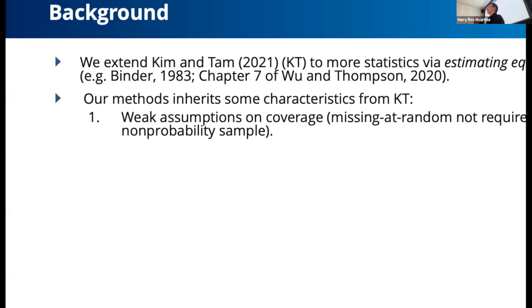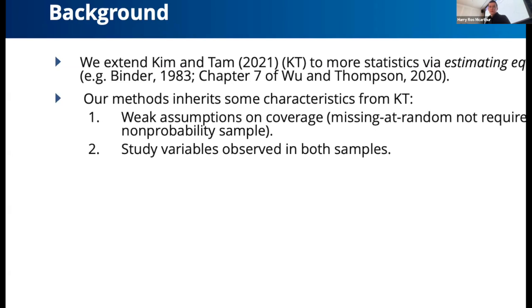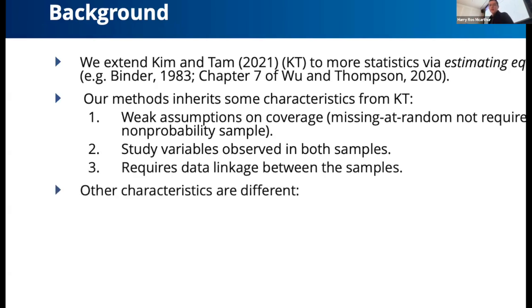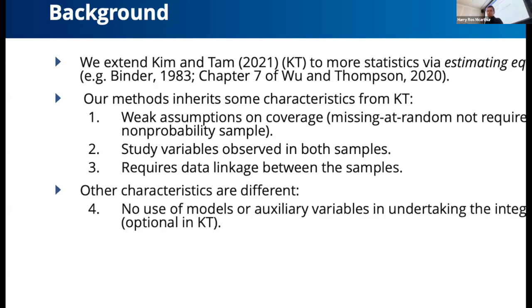This is another way of saying that we're going to combine things in such a way that even though the tax return data set is biased upwards, we're going to correct for that. We assume that the study variable is observed in both samples. So we need income, for instance, if that's what we're interested in, to be in both the survey and also in the non-probability sample, the tax return. We require data linkage between the samples, and the other 3 characteristics are different.